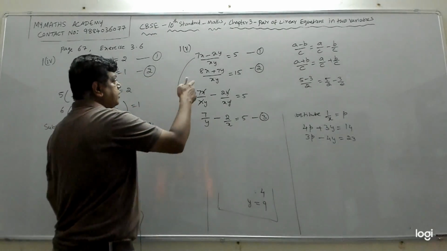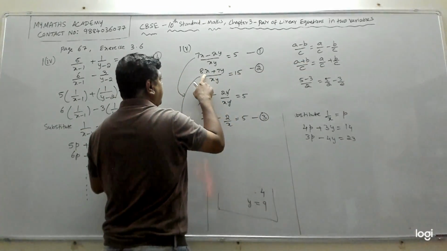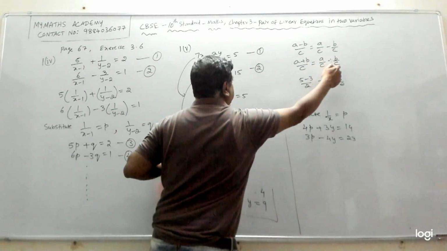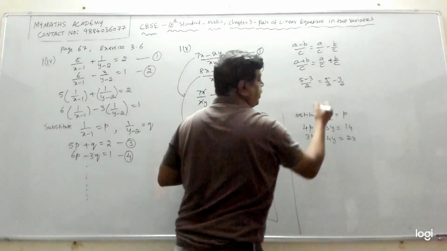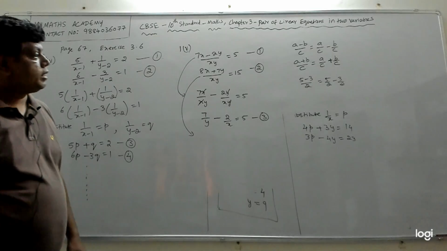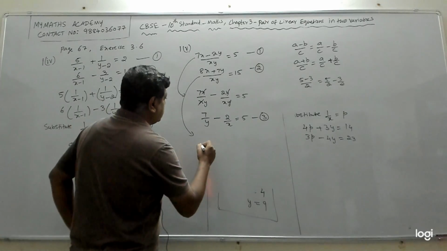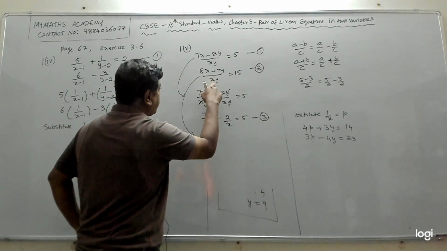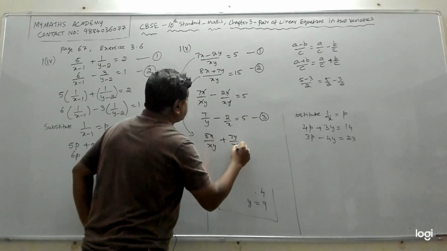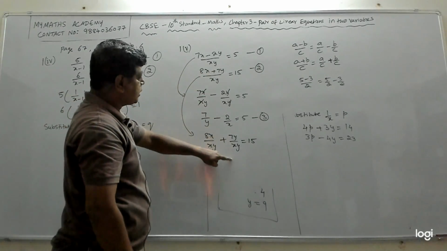Now again, take the second one. Again, break this like this: a plus b by c can be written as a by c plus b by c. So in this case, this will become 8x by xy plus 7y by xy, equal to 15.